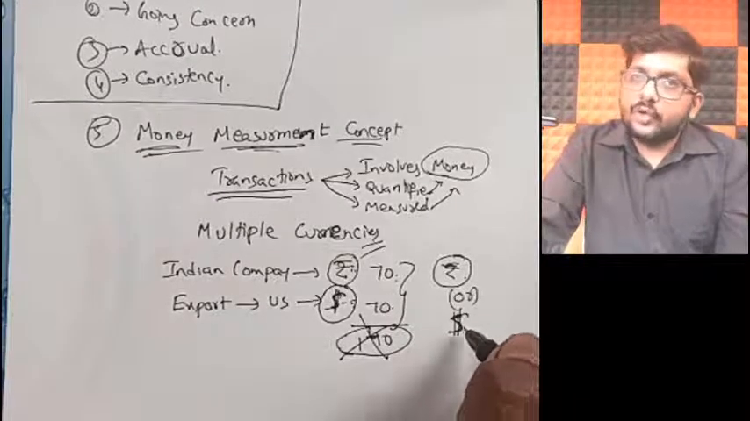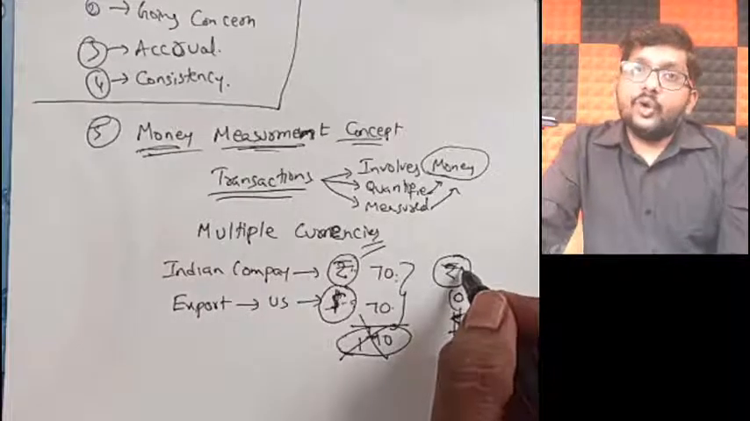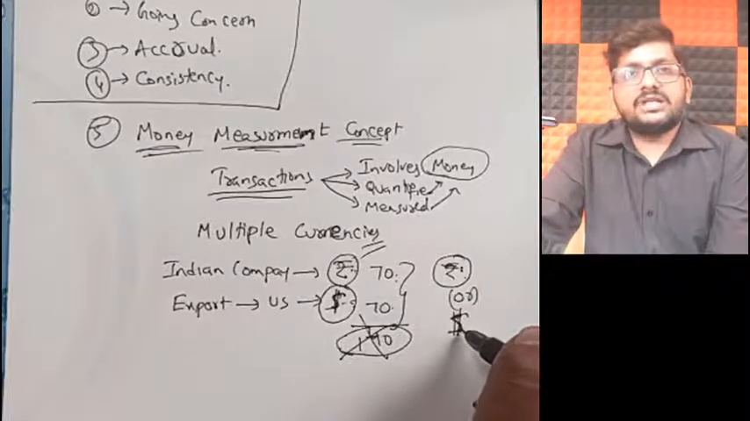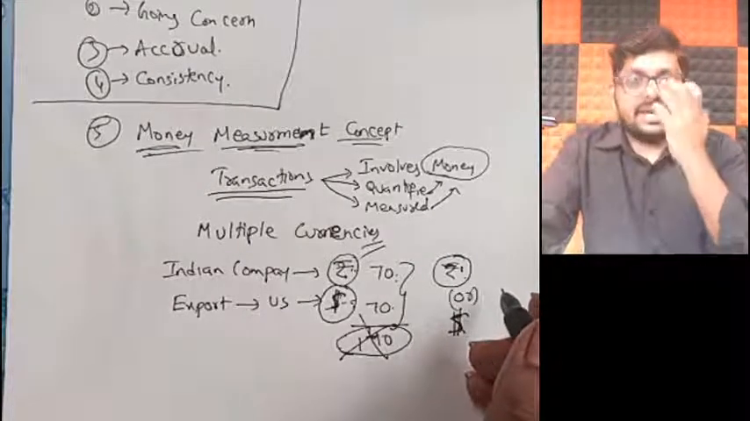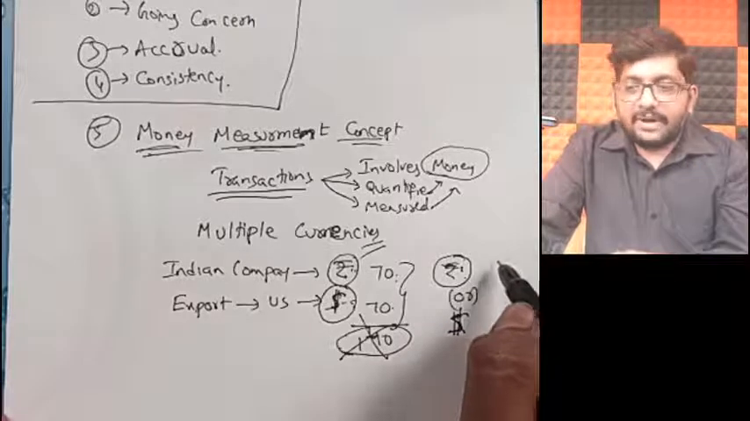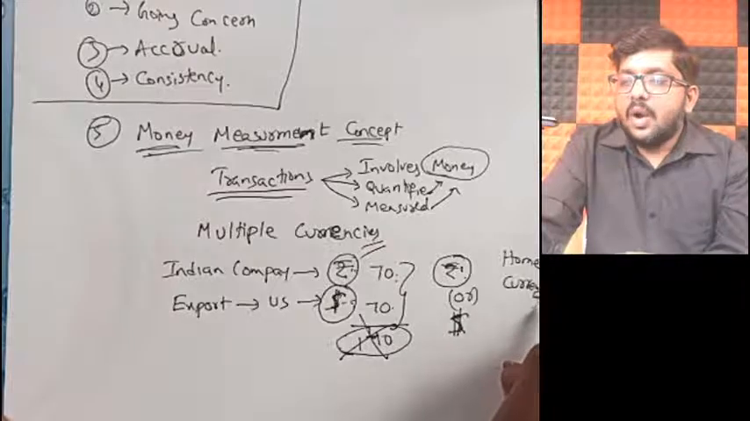Everything. It means though you do a transaction in dollars, convert into rupees and then record it, or though you do a transaction in rupees, convert that into dollars and then record it, whatever be the case, but follow only one currency, and that too preferably home currency. Preferably which currency? Home currency.